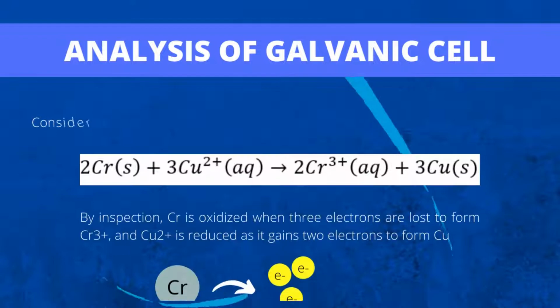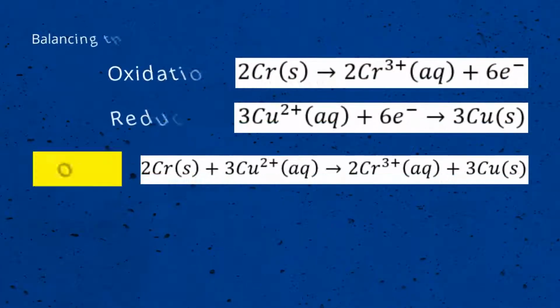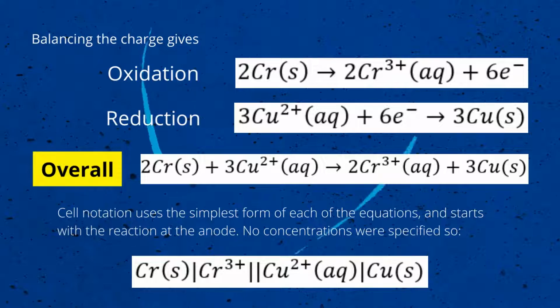We can analyze the galvanic cell by considering a galvanic cell consisting of a chromium electrode which reacts with copper ions and forms chromium ions and copper in solid form. By inspection, chromium is oxidized when 3 electrons are lost to form Cr3+. And Cu2+ is reduced as it gains 2 electrons to form copper. If we balance the charge, where the oxidation of chromium and the reduction of copper occur simultaneously, it gives the overall equation stated in the diagram.